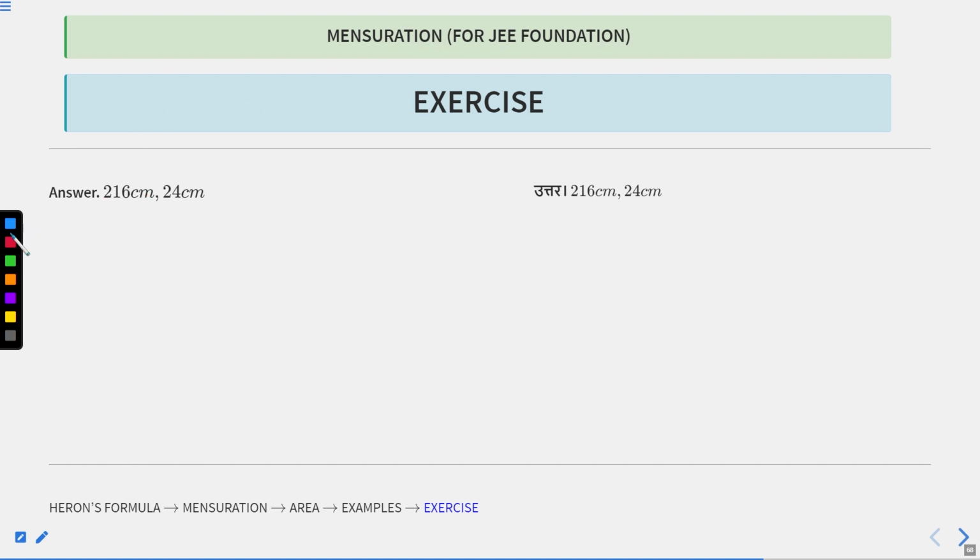So the area is 216 centimeter square, and the height is 24 centimeters.